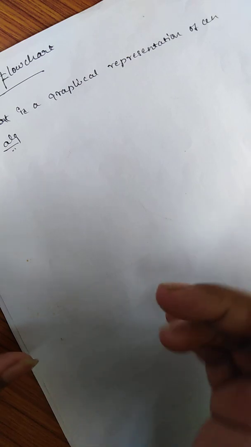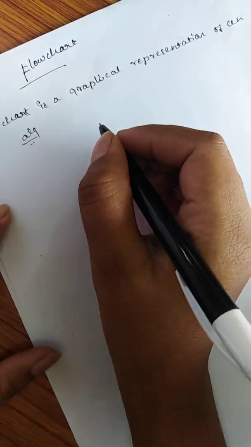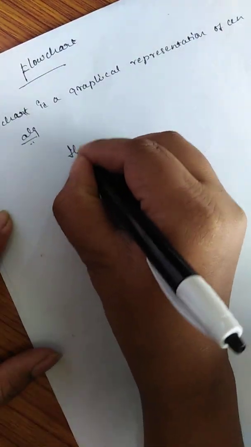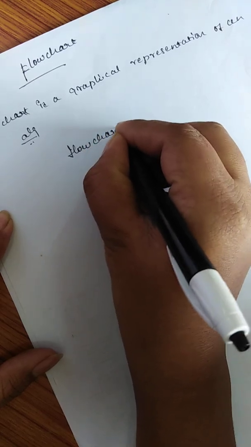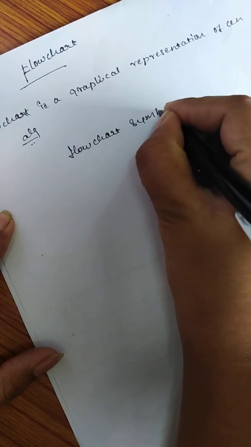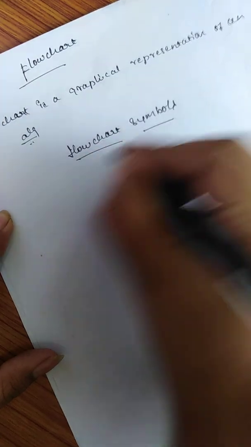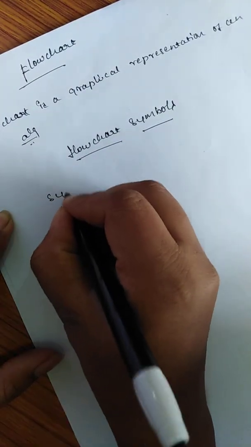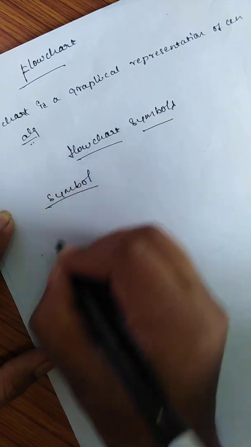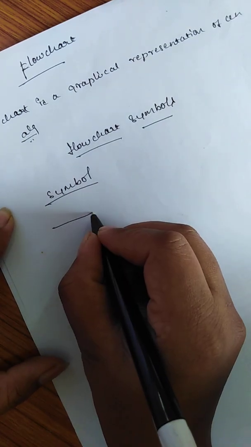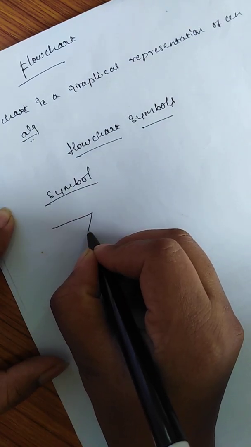What are the symbols we can use in your flowchart? I will explain them now. What are the symbols we can use, and what activity can we do in a flowchart? These are the flowchart symbols. This type of symbols we have.